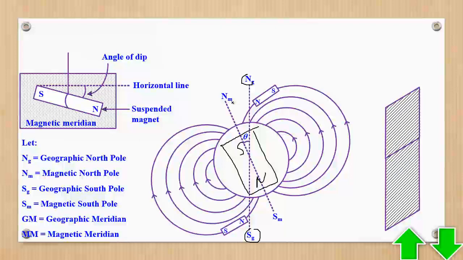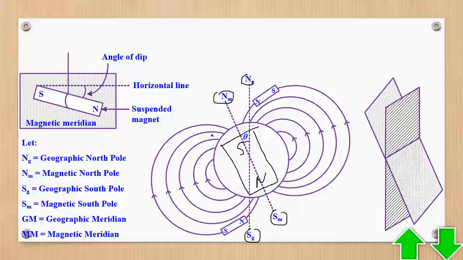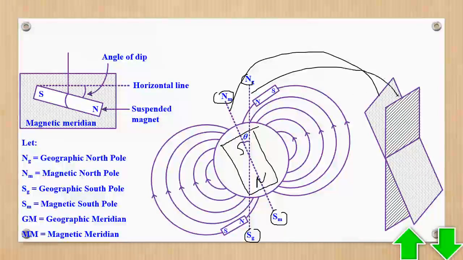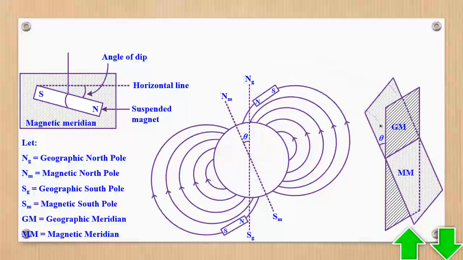can see here. Then a vertical plane through the magnetic north and the magnetic south is what we call the magnetic meridian. So this is representing this, and this is representing this. So the angle between the two meridians is what we call the angle of declination, like that.